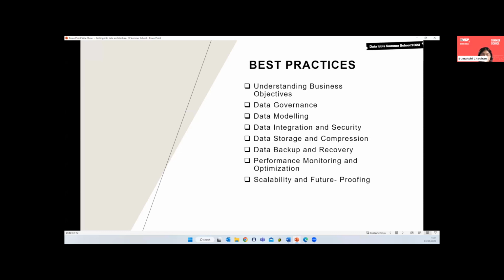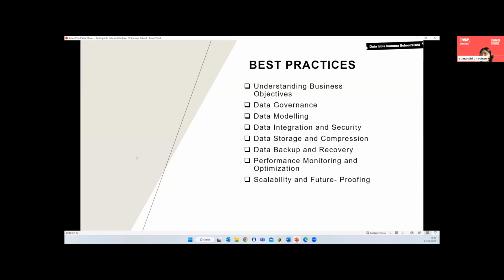Next up is the performance monitoring and optimization, which is, of course, data architecture or designing data solutions or architectural designs are not a one-time thing. They always need maintenance, and they would need to always be looked after and checked whether the design that we did, let's say a year ago, still meets all the business needs or not.